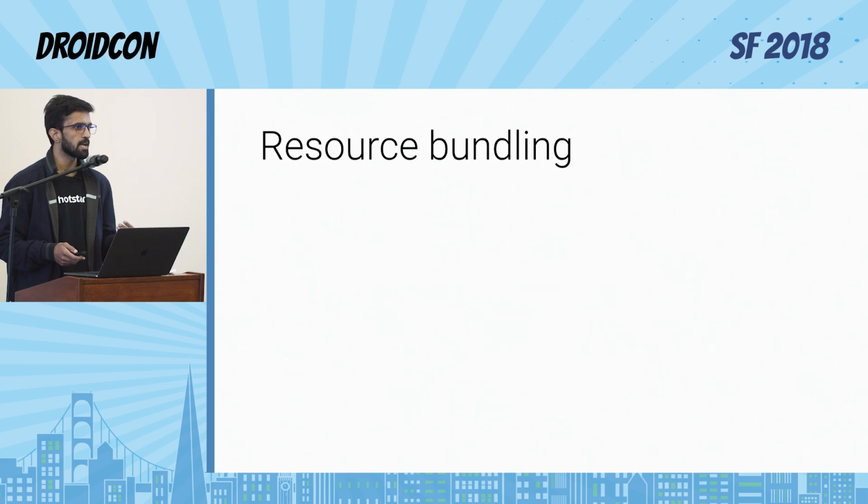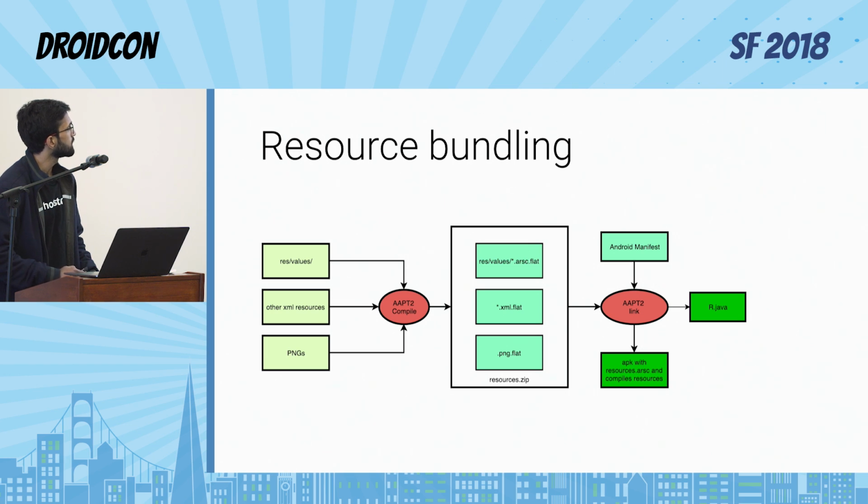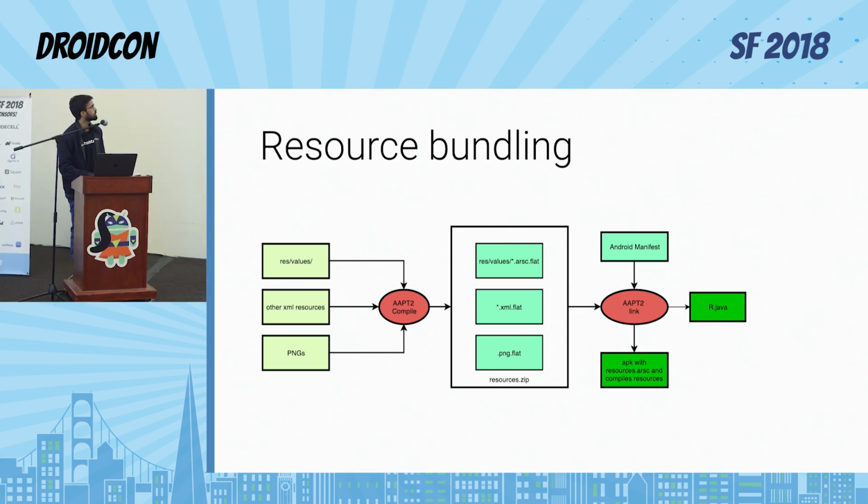AAPT2 does that in two steps. First one is the compilation of the resources, and the second one is the linking of the compiled resources. So we can see that in the first phase, AAPT2 is taking the resources and giving us the intermediary representation, that is a zip file. So this is the output of the first phase in a way.